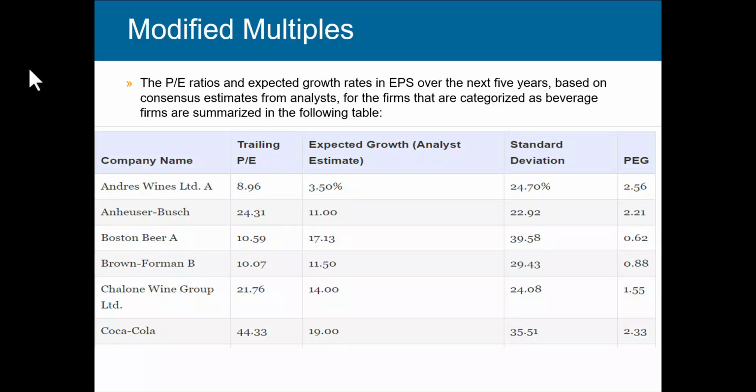Then expected growth. The analysts have estimated an expected growth for each of the companies. The standard deviation is again a risk parameter. Either you can take a standard deviation or a beta, whatever is available. Have you got standard deviation for most of the companies in your project? Okay, good. Then we calculate the PEG ratio by taking the trailing PE ratio divided by the growth. So you have calculated it for everything.